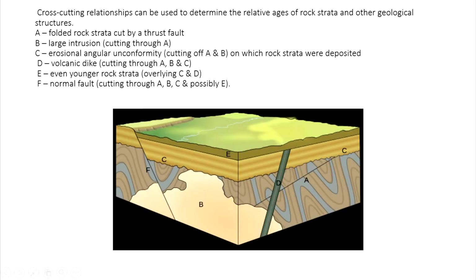Here we can see that A is a folded rock strata cut by a thrust fault. B is a large intrusion cutting into A. C here is an erosional angular unconformity cutting off A and B, on which rock strata were deposited. D here is a volcanic dike cutting into A, B, and C. E is a younger rock strata overlying C and D, and possibly the youngest strata in this diagram. F here is a normal fault cutting into A, B, C, and maybe E.